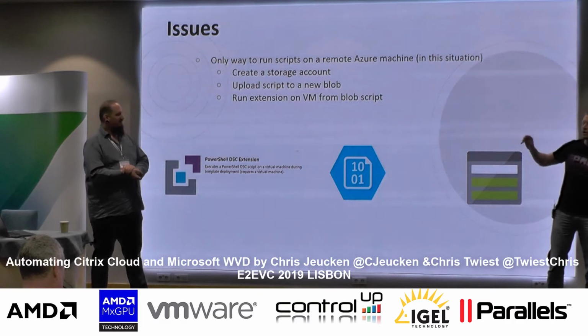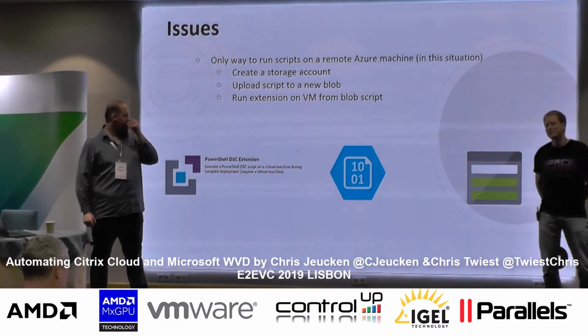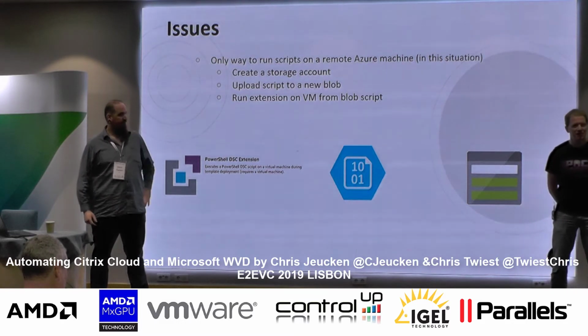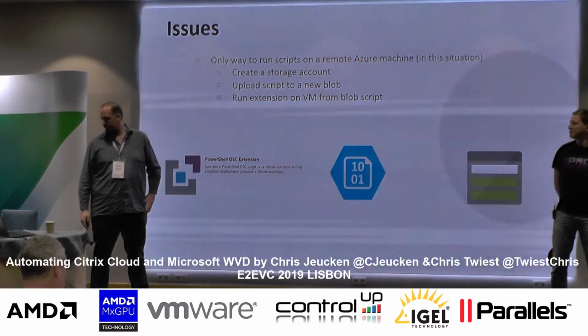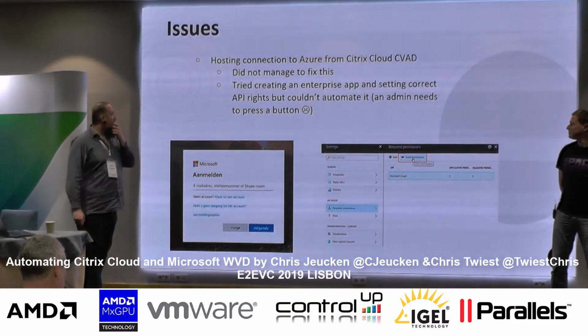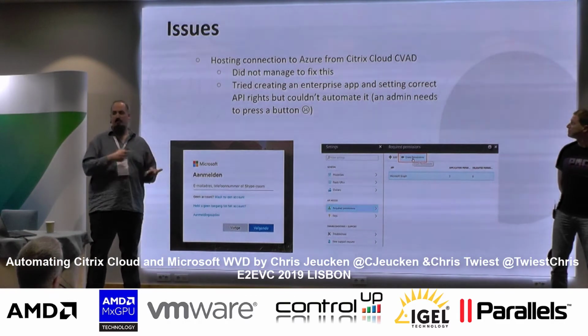Yeah, we also had an option to create a public IP address for VMs, which wouldn't be a good idea from a security standpoint. So we decided against it. Yeah. So another issue we had was connecting Azure and Citrix Cloud together.